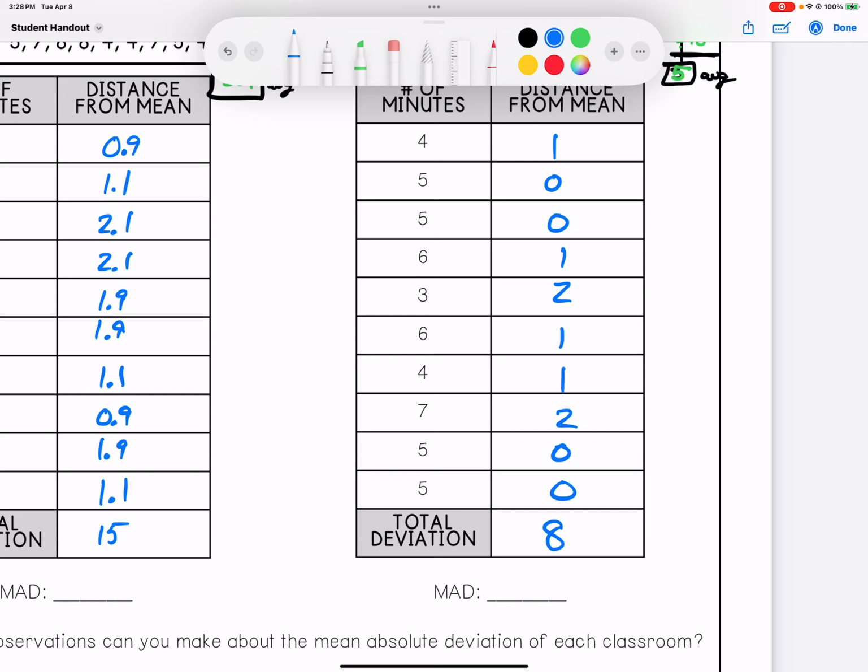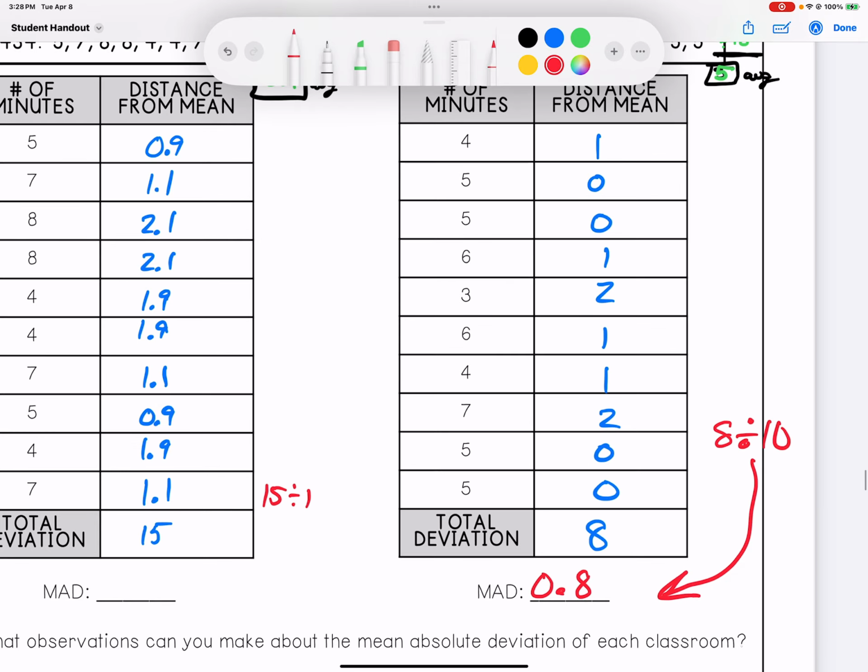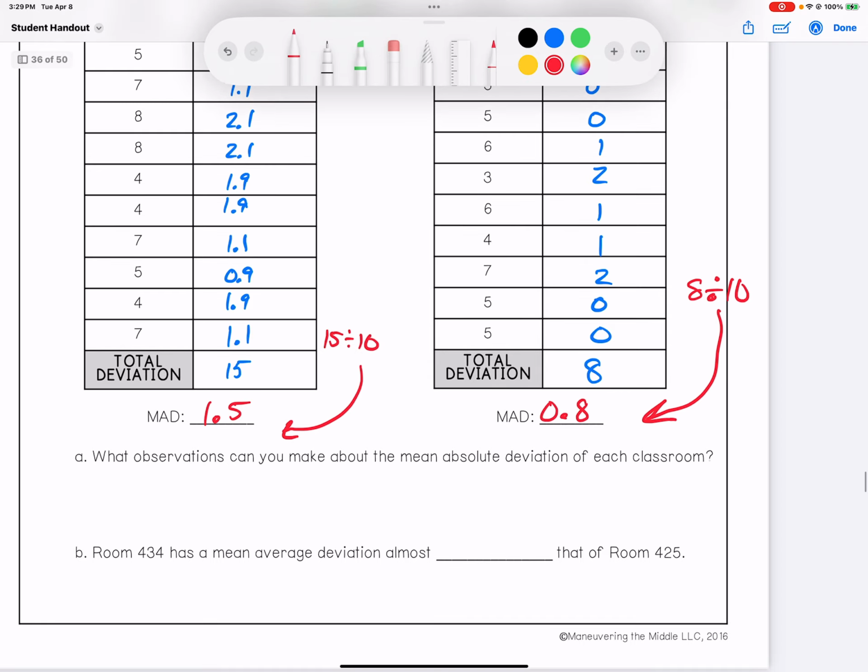Again, there are 10 numbers. So you're going to go 8 divided by 10, and you're going to get 0.8. Over here, you're going to go 15 divided by 10, and you're going to get 1.5. So the MAD for room 434 was 1.5, and the MAD for the other room was 0.8. All right, so what observations do they want us to make? What can we make from that?